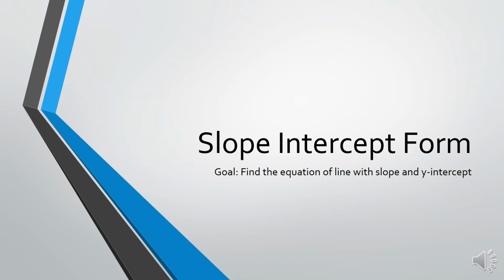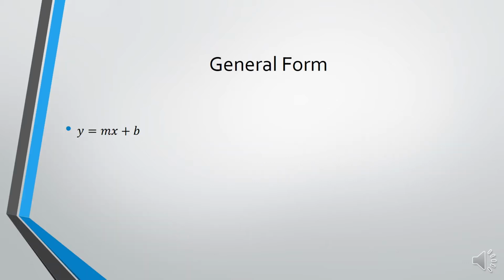The next topic that we want to look at is slope-intercept form of linear equations. So the goal here is going to be to find an equation of a line given the slope and the y-intercept. Here's the general form of the slope-intercept form. It's going to look like y equals mx plus b.